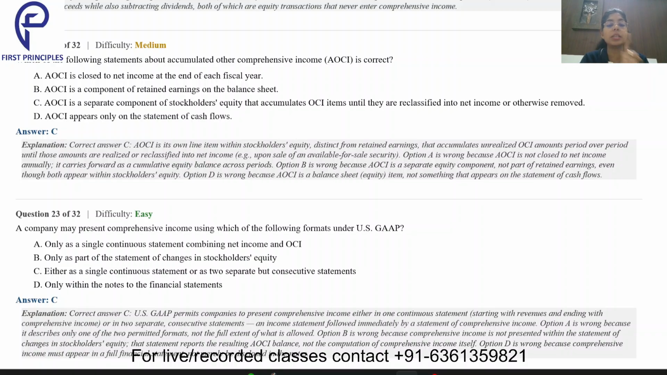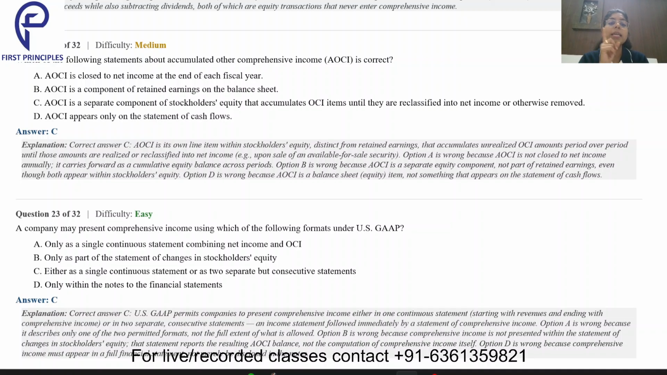Option B: AOCI is a component of retained earnings on the balance sheet. Is AOCI a component of retained earnings? No, it's not. It is actually a separate line item under the statement of stockholders' equity. So again, that is also not the correct answer.